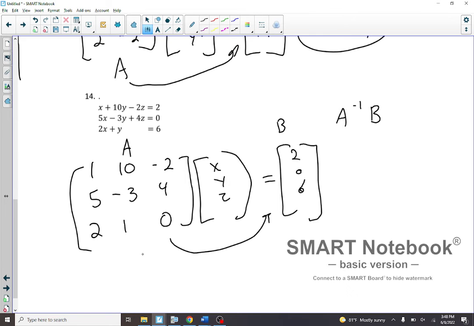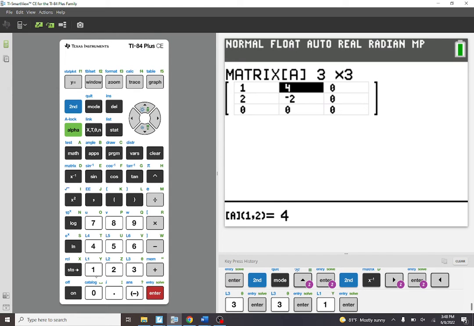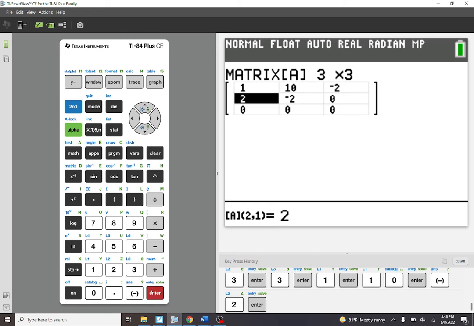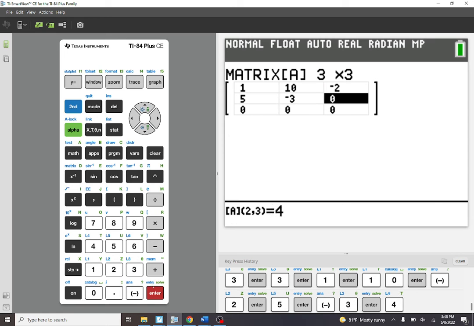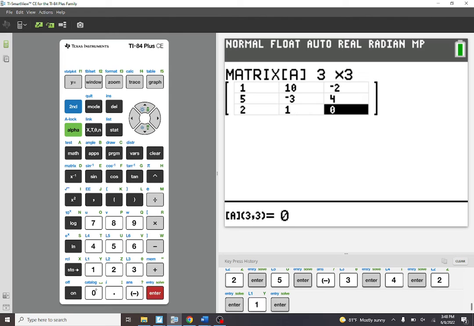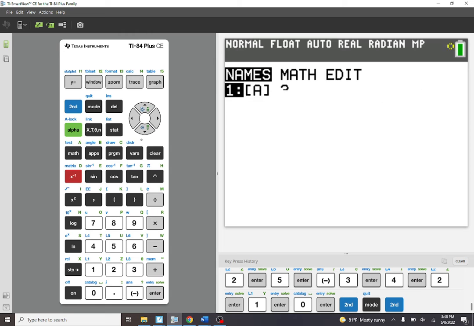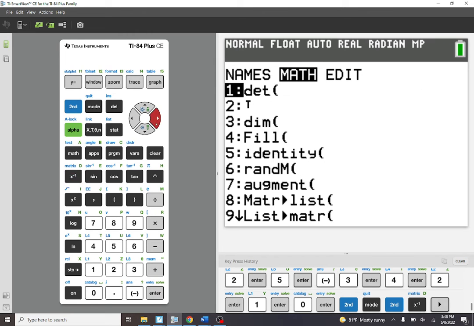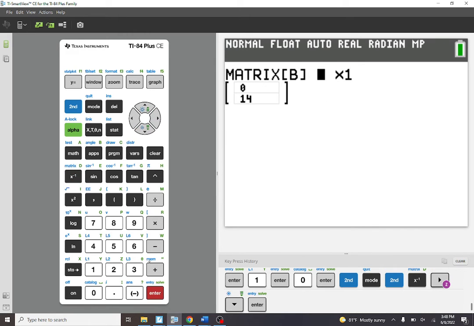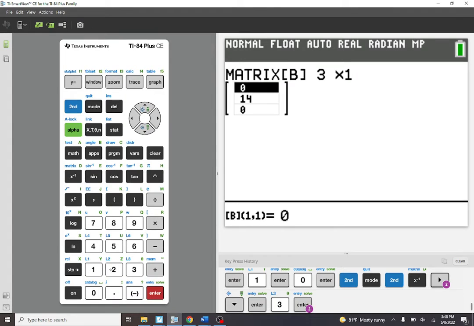So it's going to be 1, 10, negative 2. 5, negative 3, 4. 2, 1, 0. And another one's 3, 1, which is 206.